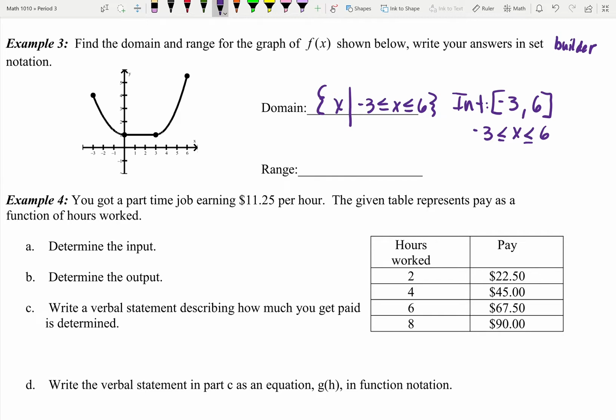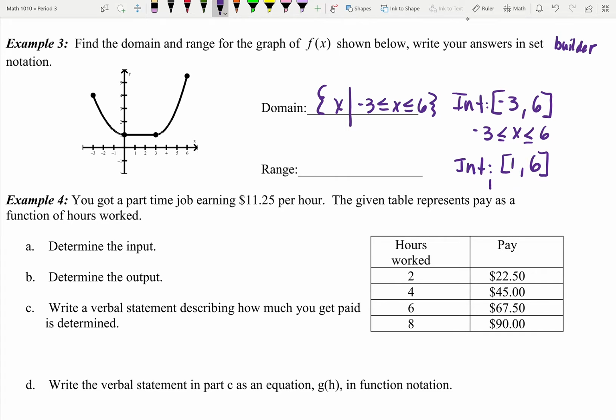Okay, let's do range. Range is Y. Everybody in the room, I want you to shout out, what is the smallest Y that touches my graph? Talk to me. Shout it out. A 1. Does it touch it? Yes. And then what's the biggest one that touches it? It's kind of hard to read. We're going to say it's a 6. Does it actually touch the 6? Talk to me. Yes, it does. And does it touch everything in between a 1 and a 6? Yes.